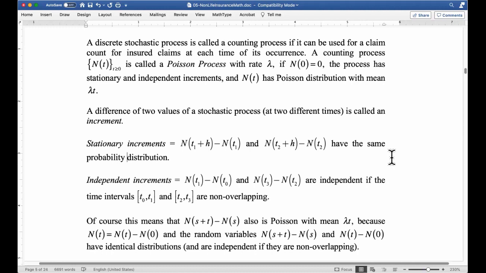Now, independent increments means that n of t1 minus n of t0 and n of t3 minus n of t2 are independent if the time intervals t0, t1 and t2, t3 are non-overlapping. So this is what we want. We want a process that starts at 0, the increments are stationary and independent, and n of t has a Poisson distribution with mean lambda t.